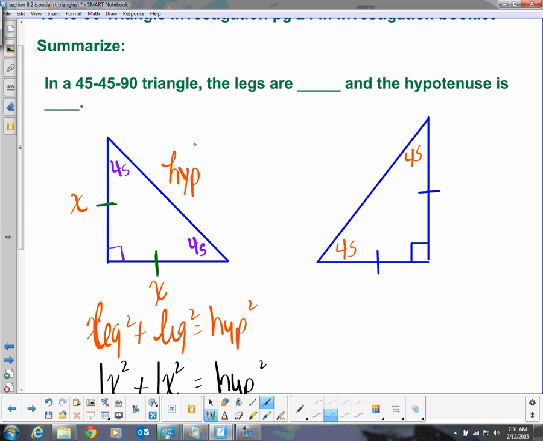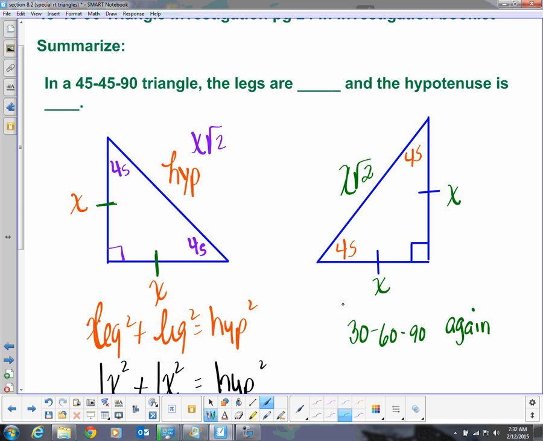So this hypotenuse is x square root of 2. So what do you have to do tomorrow? You have to label the legs x and the hypotenuse x square root of 2. What else do you have to do tomorrow? The 30, 60, 90 again. So you have today's quiz plus this picture. Now, it took you 60 seconds to do today's quiz. It'll probably take you 120 seconds to do tomorrow's quiz. That's 2 minutes.